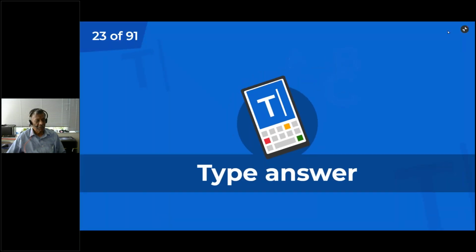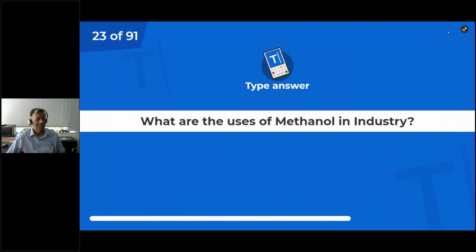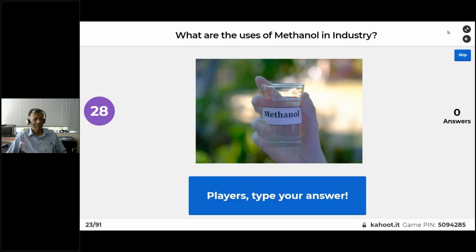So let's talk about the second, and here I want you to type your answer. This is a little different type of thing. Please type your answer. What are the uses of methanol in the industry? Methanol is also a very important material. I mean, in India, the methanol was used as a spirit, and whenever you would have a cut, you would apply methanol.